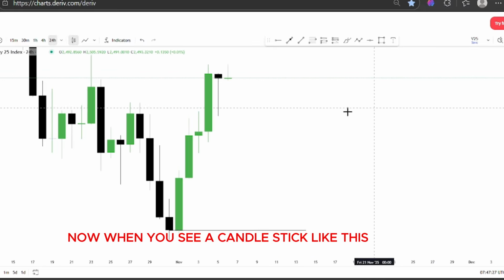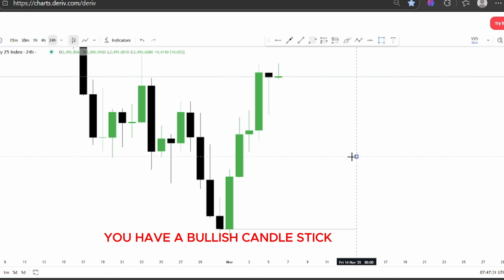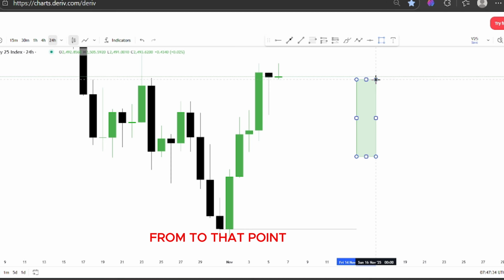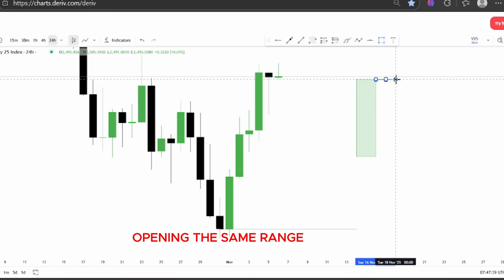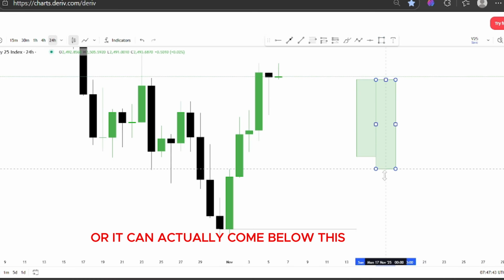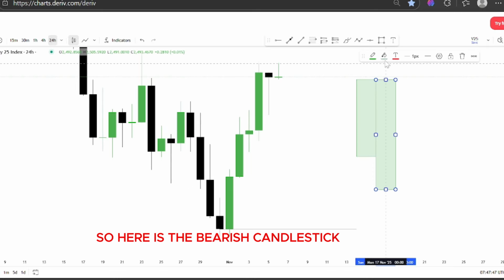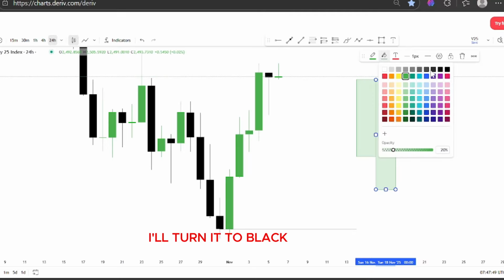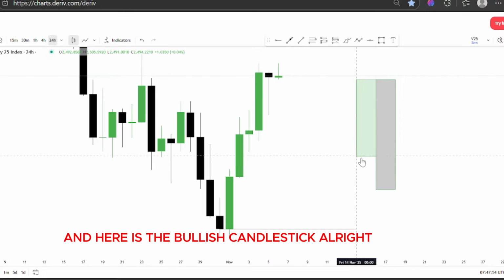When you see a candlestick like this, you have a bullish candlestick from that point, and then you have a bearish candlestick right there opening in the same range and forming below. It could be something like this, or it can actually come below this. The previous one is still the same thing. All right, so here is the bearish candlestick, I'll turn it to black. So here's the bearish candlestick and here's the bullish candlestick.